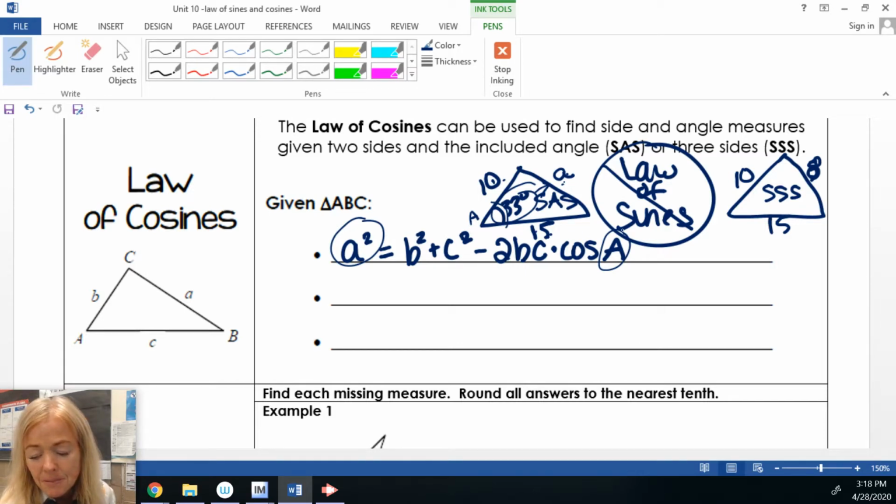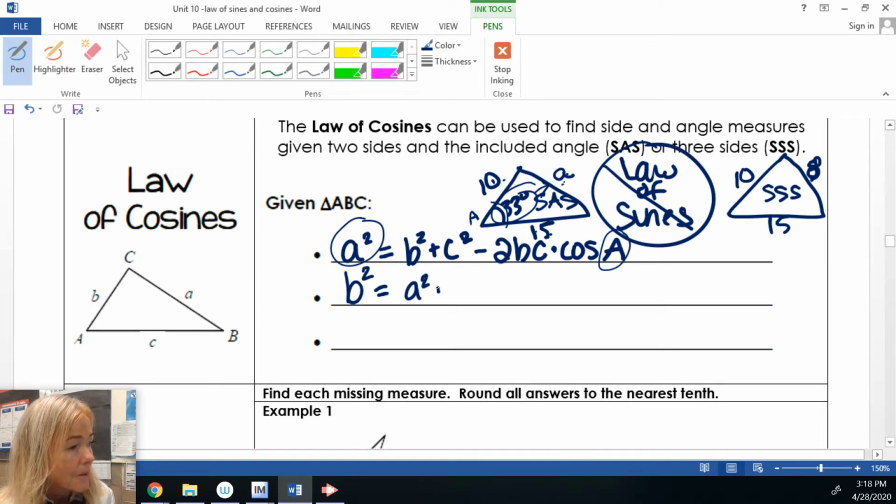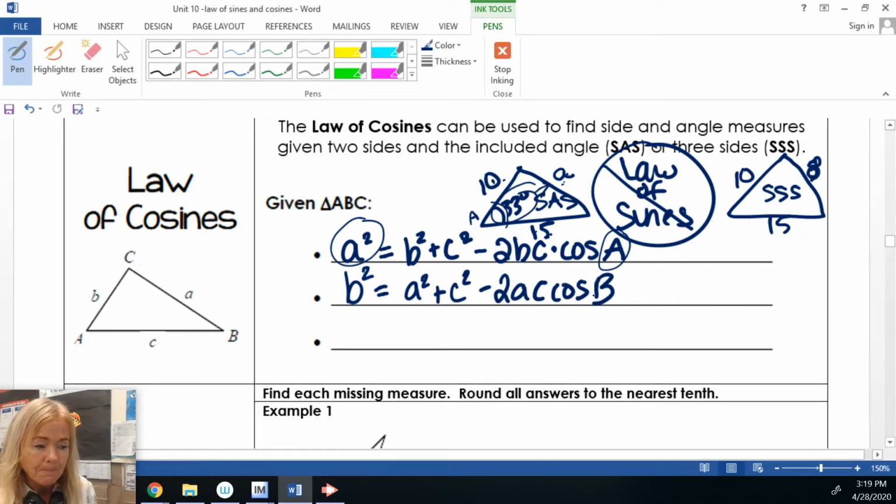All right, and that happens with the next one. You have b squared is equal to a squared plus c squared minus 2ac times the cosine of the angle across from it, B.